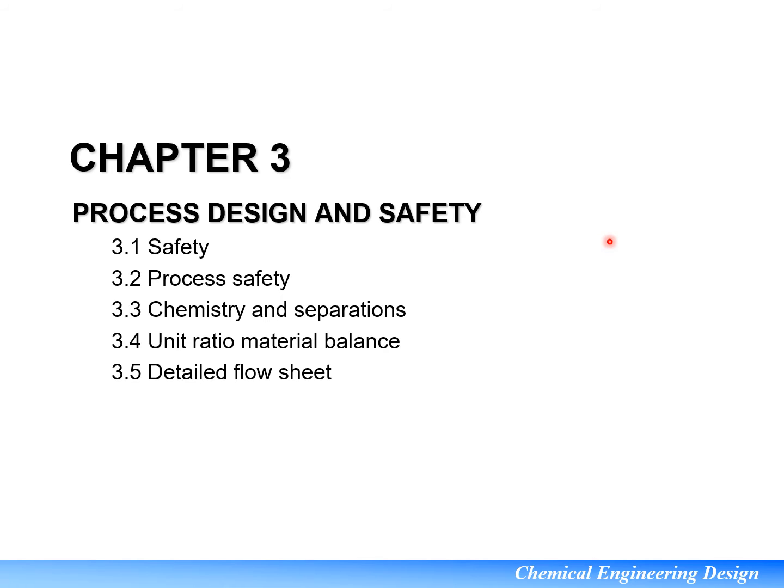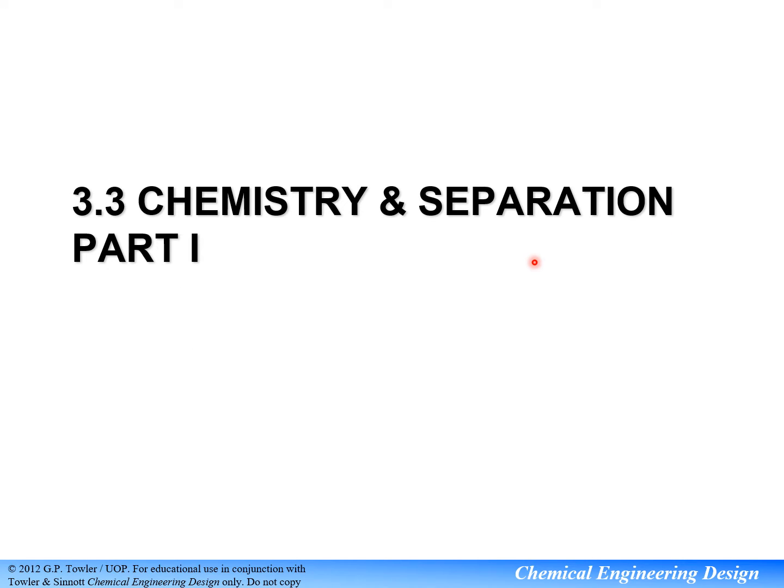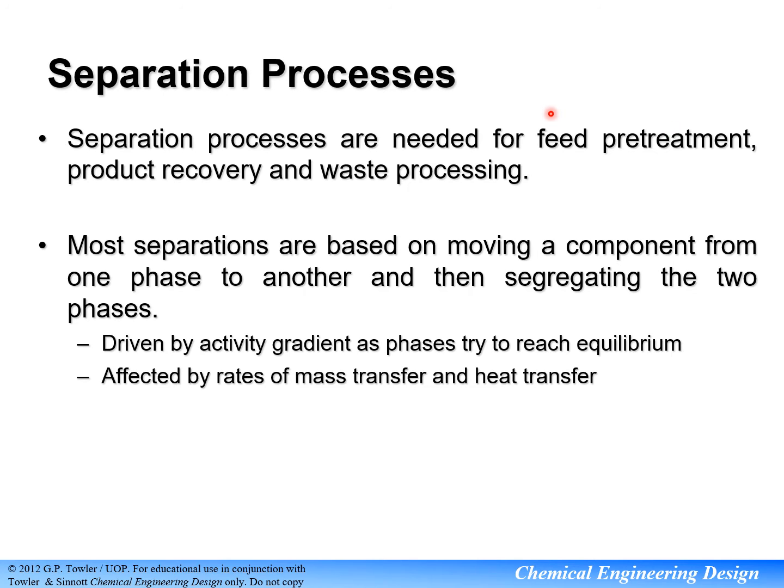Under this subchapter 3.3, I will divide it into two parts. The first part will be the chemistry and separations. Firstly, I would like to explain about the separation process. Why do we need this separation process? Because we need to do pre-treatment, product recovery, and also waste processing.